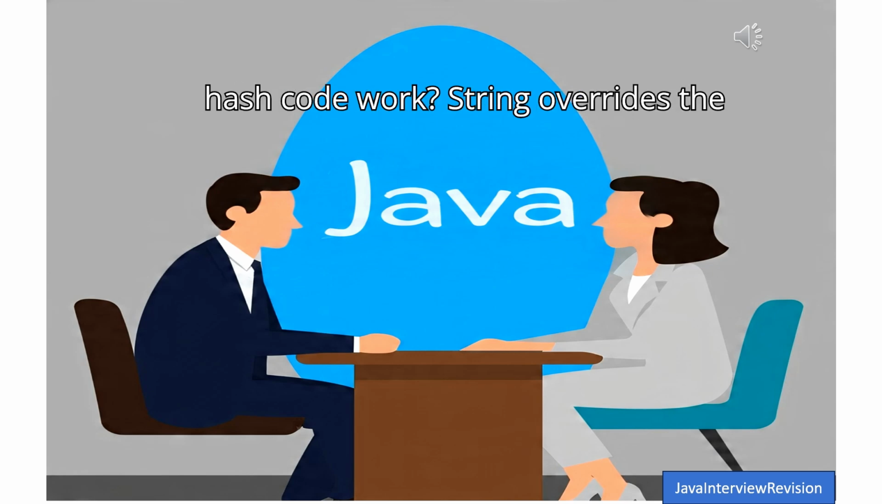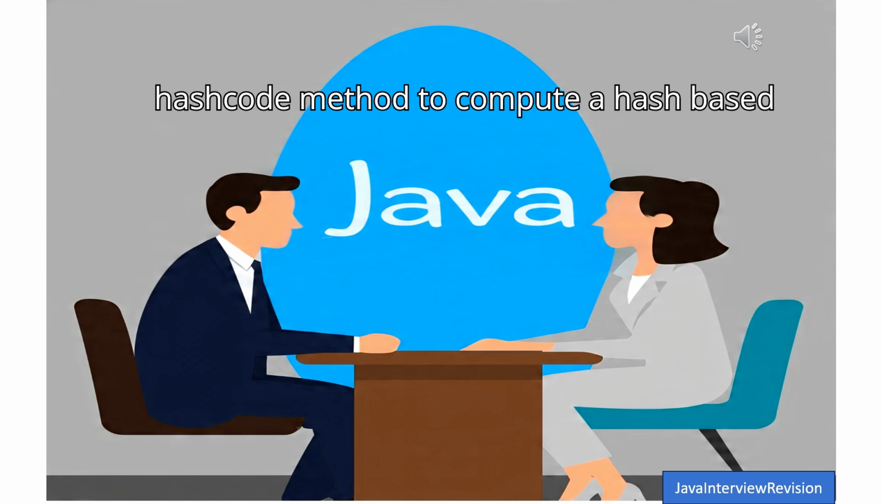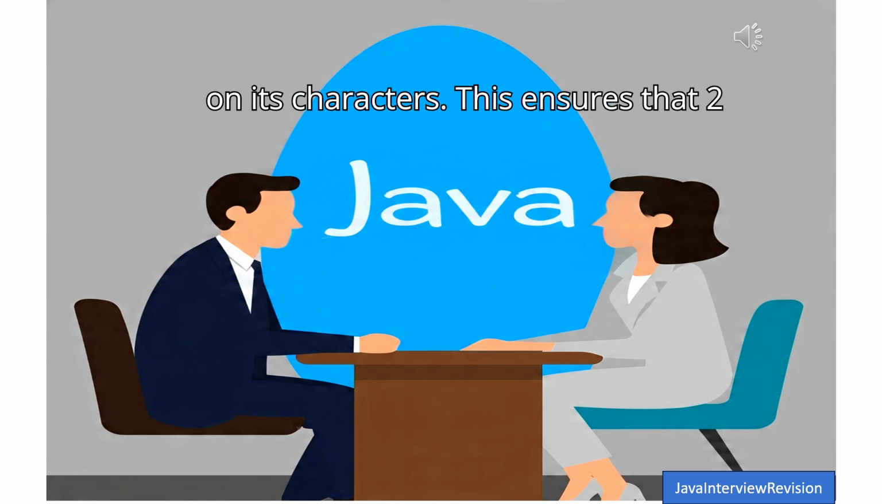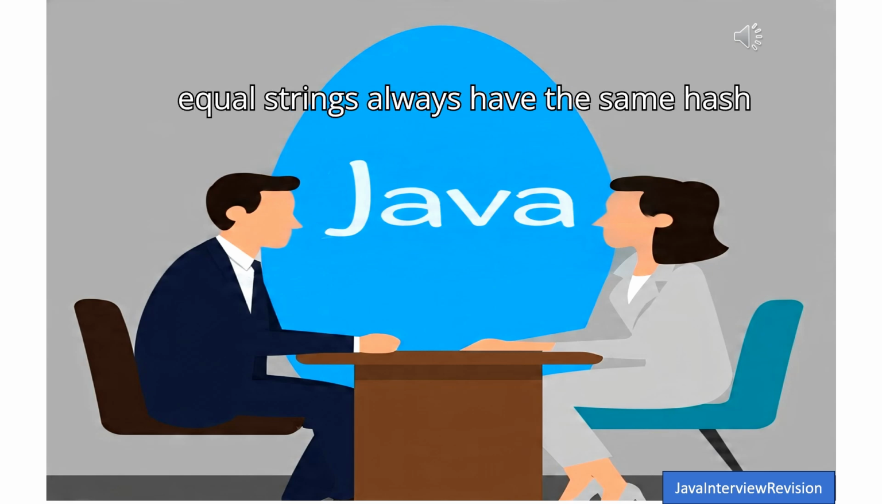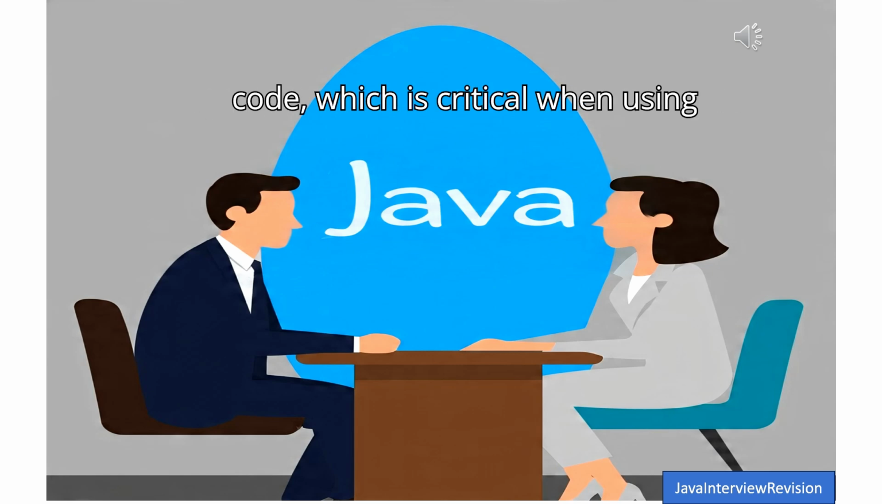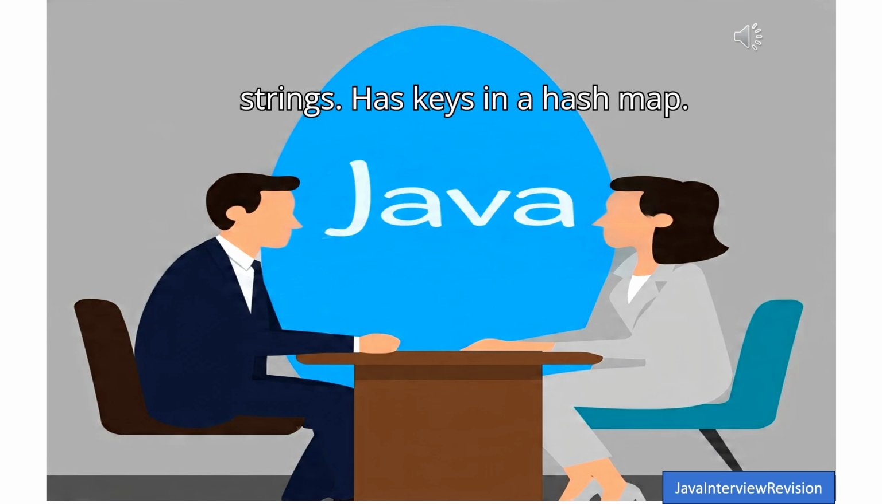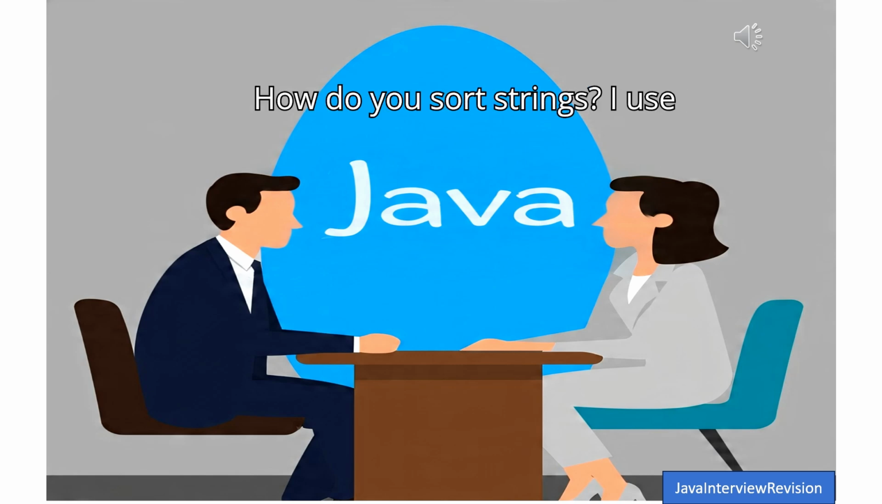How does a string's hashCode work? String overrides the hashCode method to compute a hash based on its characters. This ensures that two equal strings always have the same hash code, which is critical when using strings as keys in a HashMap.